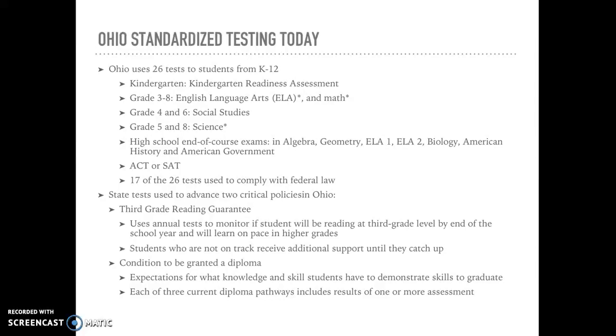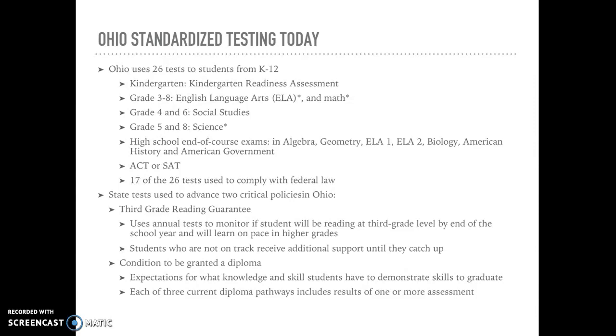Today, Ohio's testing looks like this. There's the kindergarten readiness assessment, the English language arts and math for grades 3rd through 8th, and then in grades 4 and 6, there's a social studies test. In grades 5 and 8, there's the science, and then in high school, end of course exams are in algebra, geometry, English language arts 1 and 2, biology, American history, and American government. And of course in high school there's also the ACT or the SAT that the students can take.